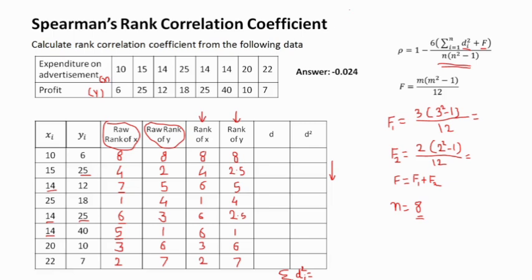Your final answer is minus 0.024. So this is a negative correlation. There is a correlation between the expenditure on advertisement and profit, but this correlation is negative, meaning there is a negative association between the expenditure on advertisement and profit.